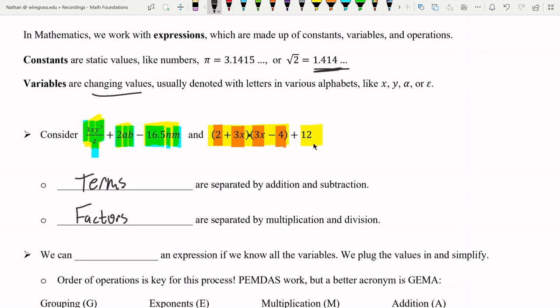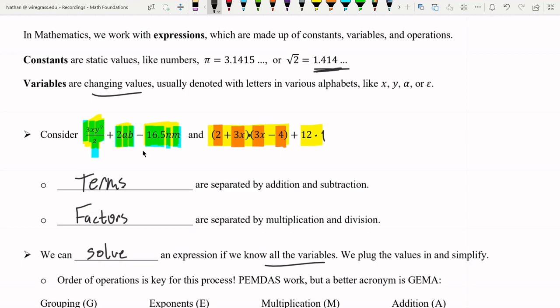This term, you can think of 12 as a factor, because 12 is 12 times 1. And so 12 is a factor by itself. It's just the only factor in that term. Now, we can solve expressions if we know what all of the variables are. So, like, it tells us what, in this case, x, y, z, a, b, n, and m are. We can solve this for a single value if we know all that information.